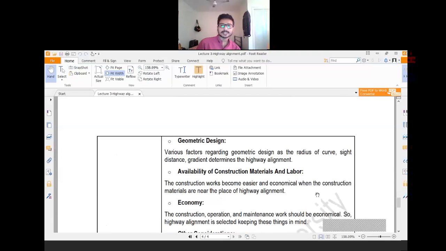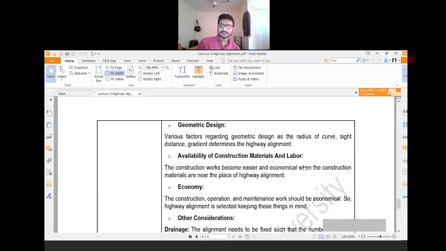Then geometric design. Geometric design is the different features which enable the road to make it very easy for vehicle access. So there are different factors of the geometric design like the radius of curvature, sight distance, and gradient. Okay, and gradient is very important for the alignment or for the route which passes through a hilly area. In that case, you need to be much careful about the gradient which you are providing for a particular road.